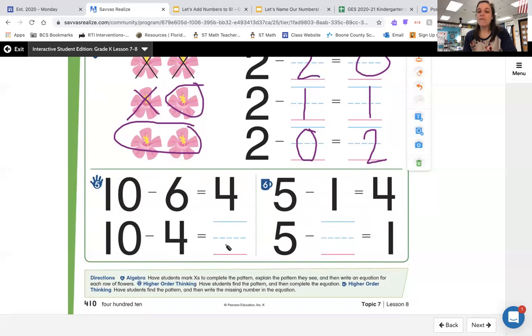So, how can we figure out this answer? Well, we can use our fingers and show 10. Let's take 4 away. 1, 2, 3, 4. What's our answer? 1, 2, 3, 4, 5, 6 left over. So let's write our 6.